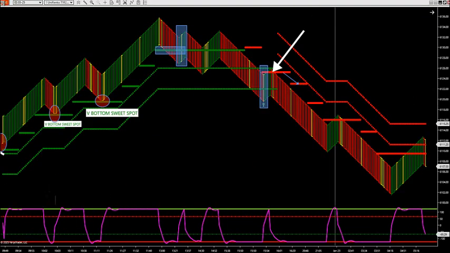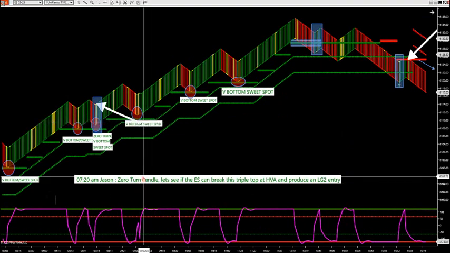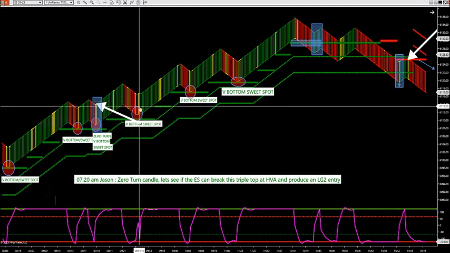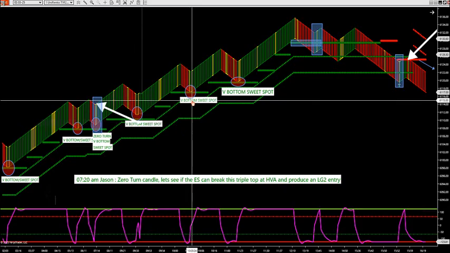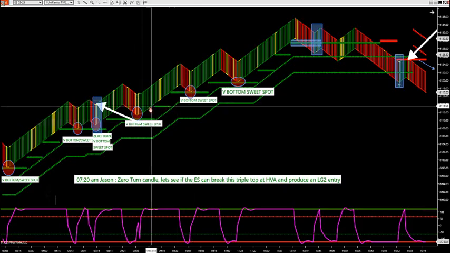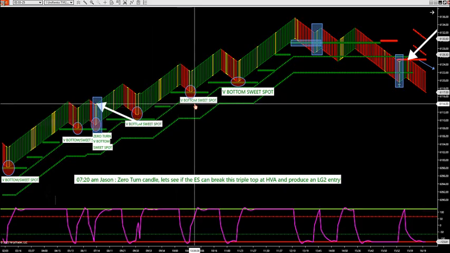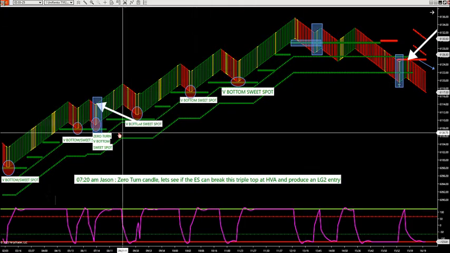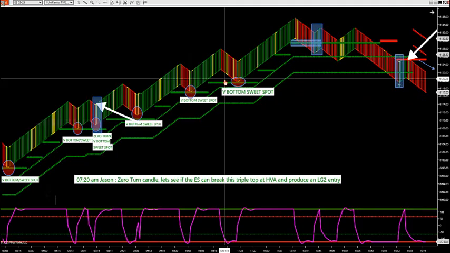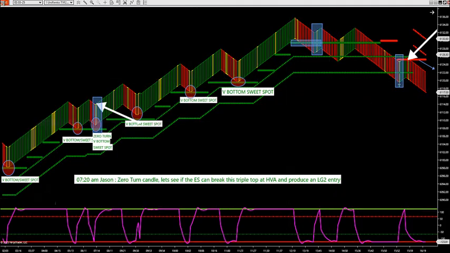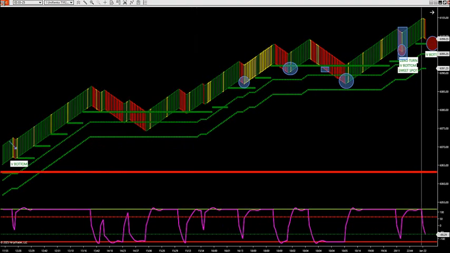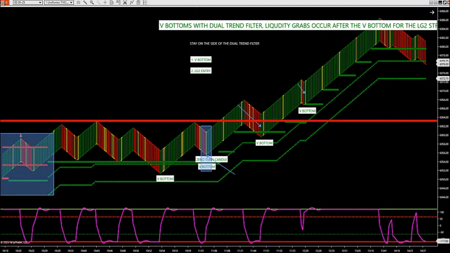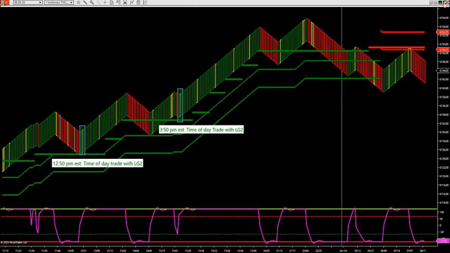If I go to the day before, same thing. Looking at 9:30, after the New York Open, we had a sweet spot V bottom, then a liquidity grab, and the LG2 strategy worked. Another sweet spot V bottom, LG2 strategy worked again. Another nice little session, right? Time of day trading is very, very important to understand, because that is where you're going to get a lot of the action.